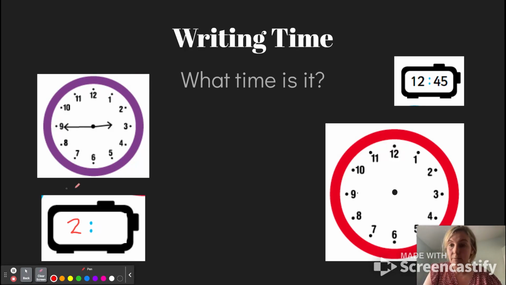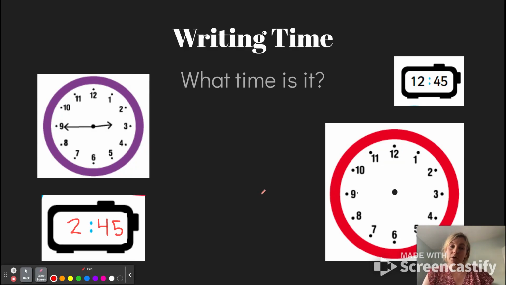Then we're going to figure out the minute. Remember, the minute hand is represented by the longer hand. And again, we're going to skip count by 5s. Here we go. 5, 10, 15, 20, 25, 30, 35, 40, 45. So now we're going to go ahead and write 45 on the right side of the colon on our digital clock here.